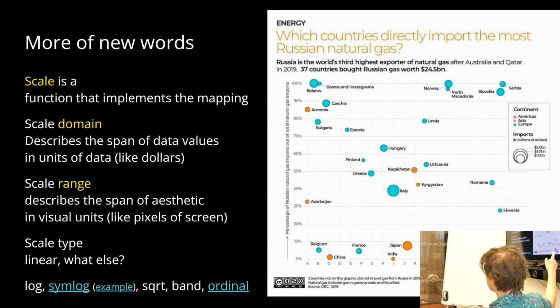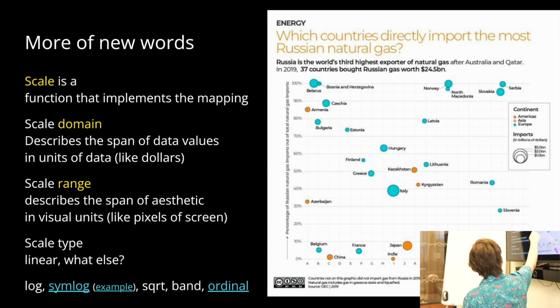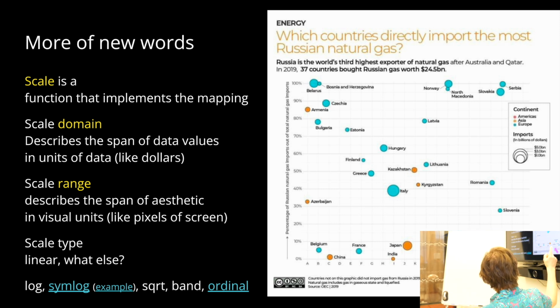I just wanted to point out that this is a weird choice here. They've shown exactly which countries directly import the most Russian natural gas, and the top is percentage of gas imports out of total imports. So the hundreds, of course, are the most dependent, and the lower ones are least dependent. And then the amount of imports is the size of the circle. But then on the x-axis, they've just arranged them alphabetically, like A, B, and C. So B for Belgium and A for Azerbaijan. That makes little sense to me.